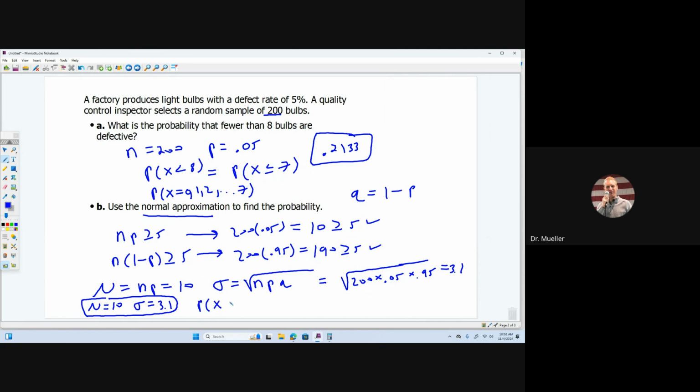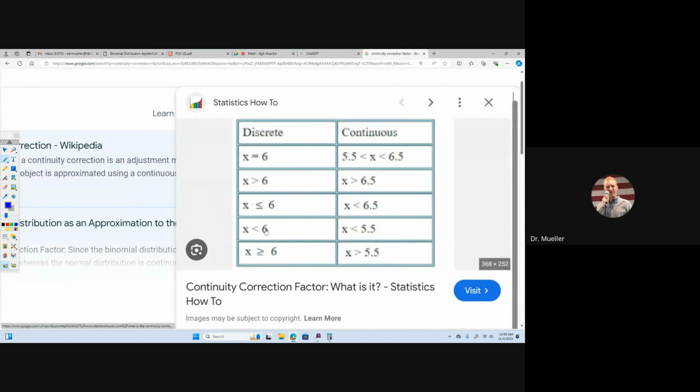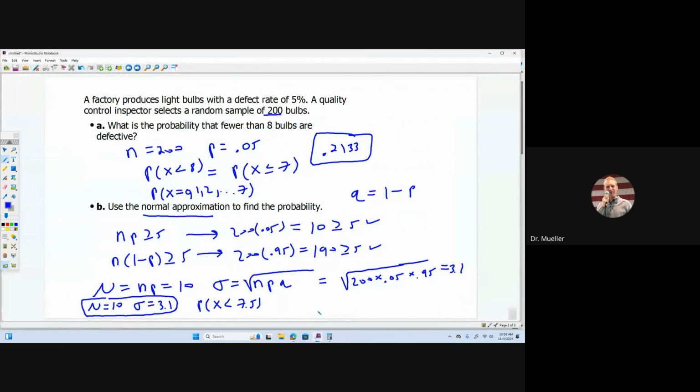So the probability that x is less than, using the continuity correction factor, it's going to be 7.5. Because once again, if we're looking for less than a number, we have to subtract a half from it. So using the continuity correction factor, it's going to be less than 7.5. Now drawing the bell curve of that, got to write really small here. That's going to be down here somewhere.